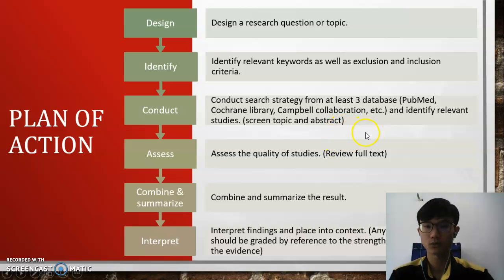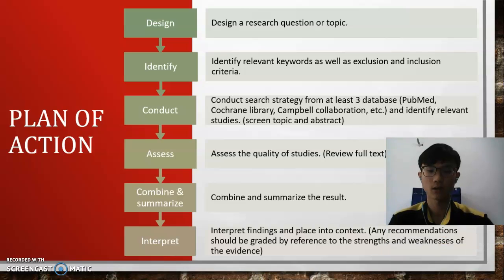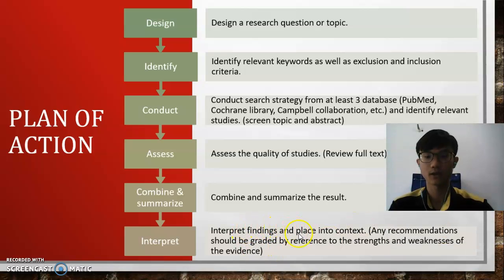Then relevant studies will be identified by screening the title and abstract first, and all the eligible articles will then be extracted with their full text and assessed for the quality of their studies with respect to the inclusion criteria. Next, I will combine and summarize all the results, and finally, I will interpret the findings and place them into context. And any recommendations will be graded by reference to the strengths and weaknesses of the evidence.